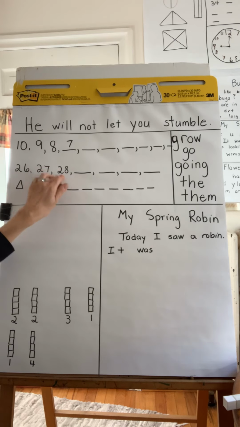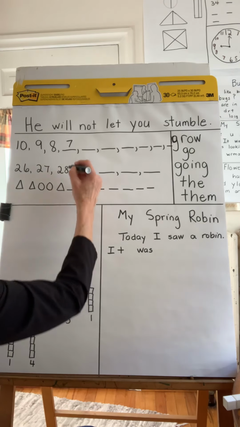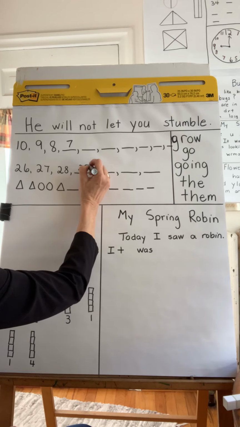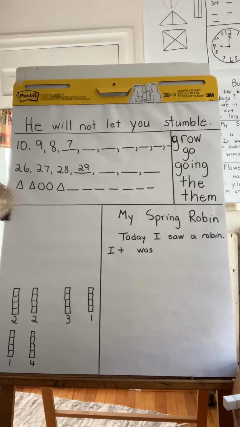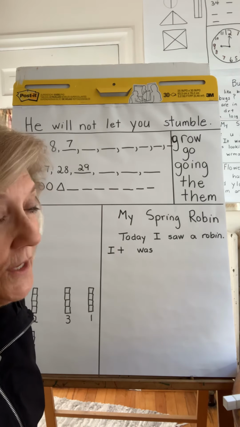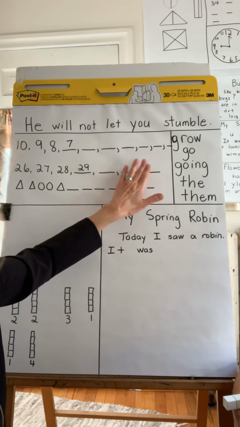Now this is counting up, but we're starting at 26. 26, 27, 28, 29. And after 29, don't forget what comes. It's not 2010, it's 30. And then you continue on.